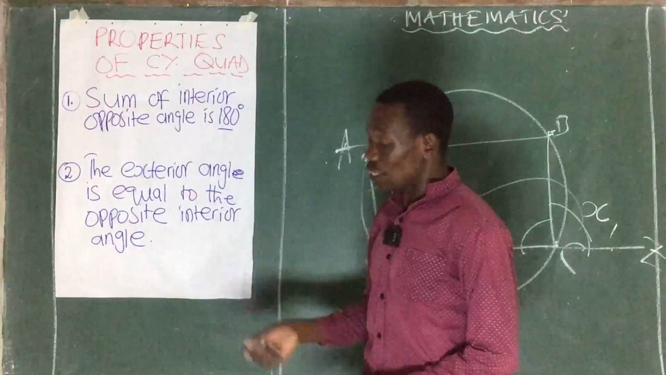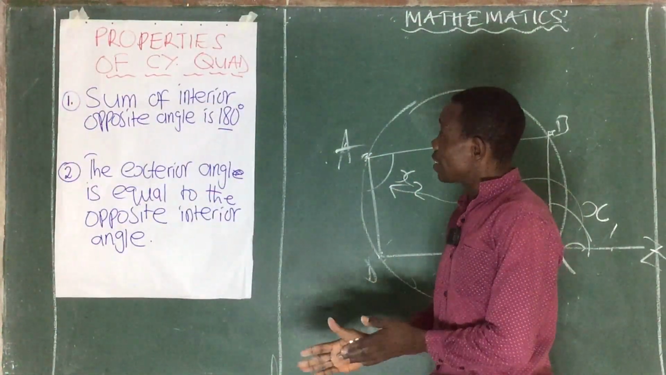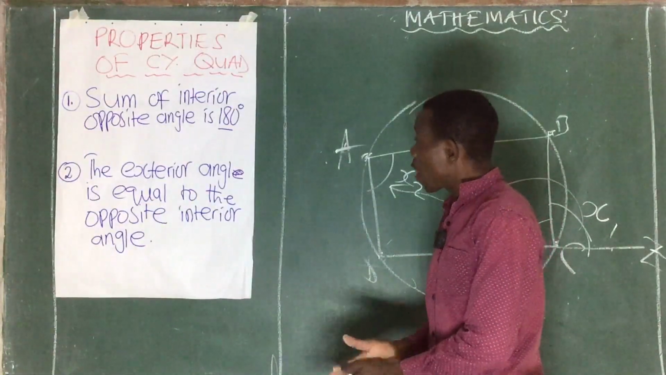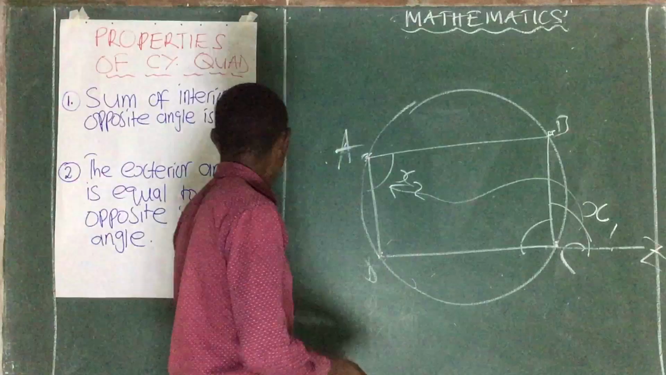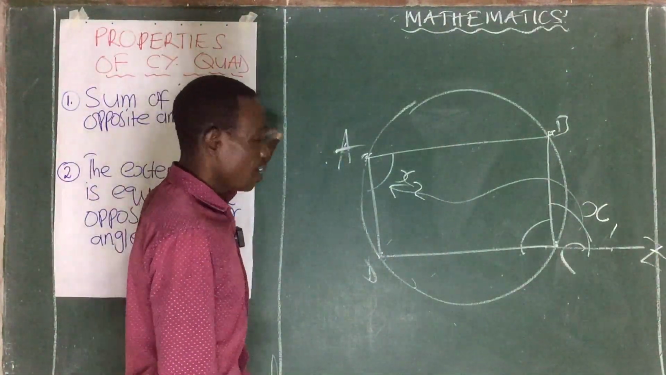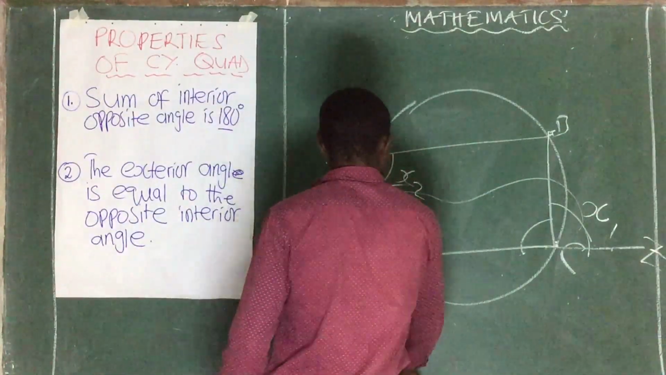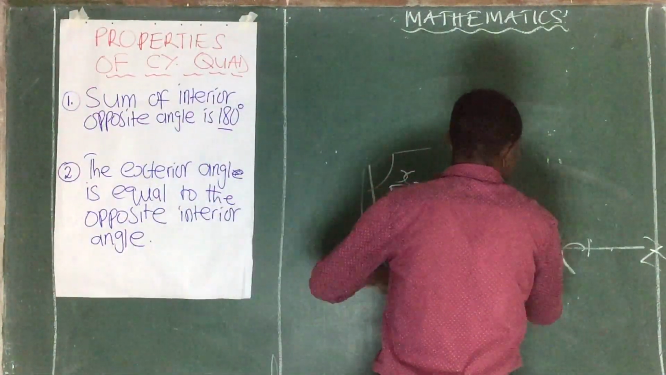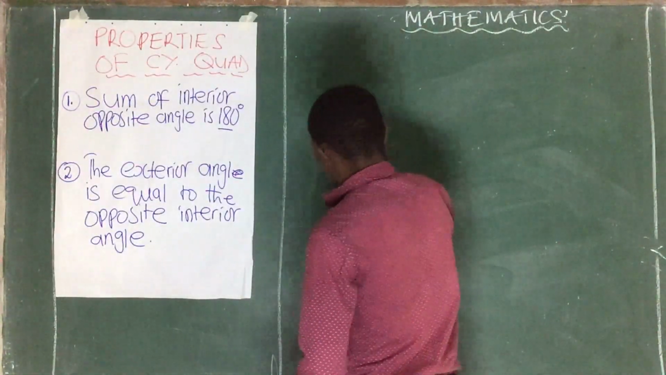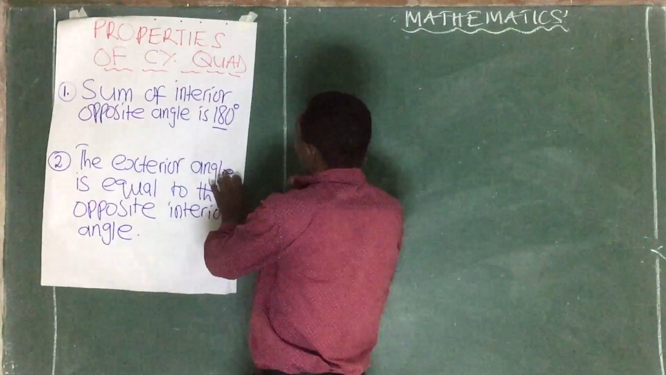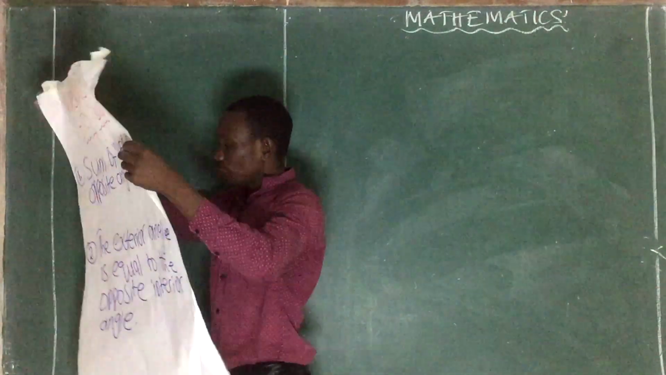So let's go straight and start proving property one, where we need to show that the sum of the interior opposite angles of a cyclic quadrilateral are supplementary, or add up to 180 degrees. So here we go, stay tuned and follow me on how we prove. The guided steps should not be forgotten. I'll remove this one out now.